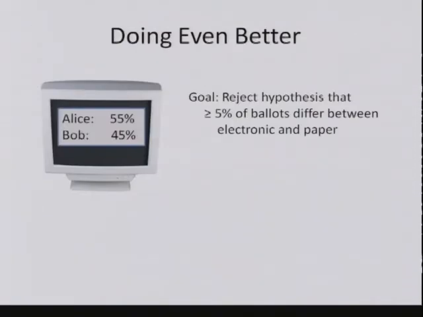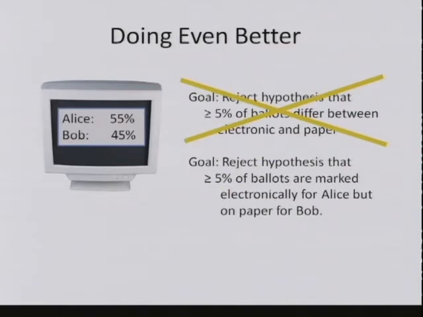But it turns out we can do even better by thinking more carefully about what it is that we're trying to establish. Our original goal was to reject the hypothesis that more than 5% of the ballots differed. But if we think more carefully, all we need to do is reject the hypothesis that 5% or more of the ballots are marked electronically for Alice, but on paper for Bob. That's the scenario we worry about, the scenario where a paper recount would swing toward Bob. If Alice should have won by more than 10%, we don't care.